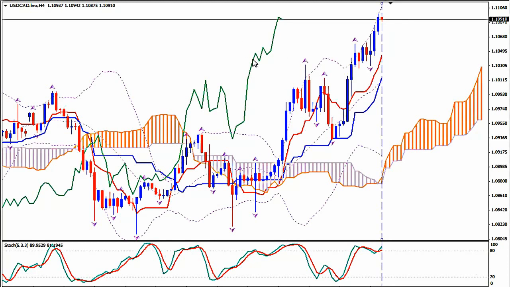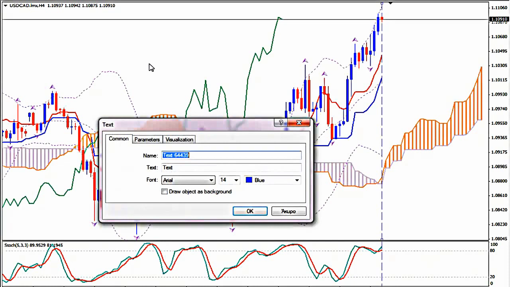So H4 will be our entry time frame, and because it will take some hours for all this to happen, I will place a reminder text here telling me to buy after a bearish correction on H4 time frame.